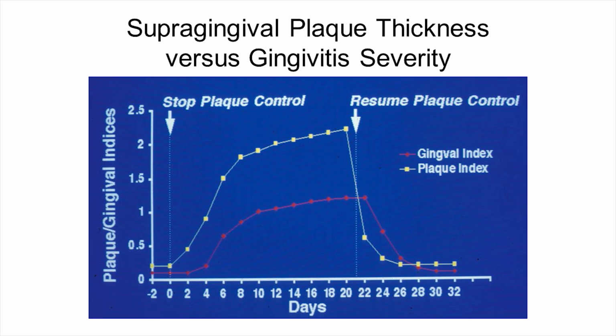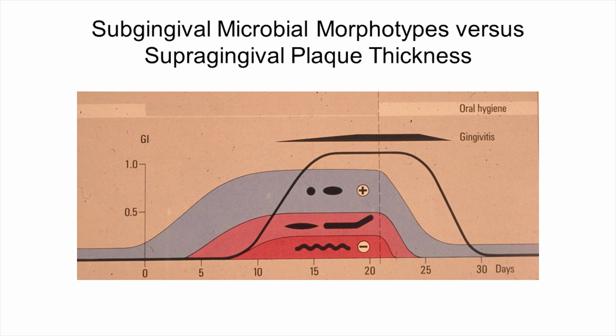This is extended out for a period of 21 days or 3 weeks, at which time oral hygiene measures were reinstituted. And you can see that the plaque accumulation and the gingival inflammation are reversible. They go back to the baseline levels with just simple reinstitution of oral hygiene measures. That would suggest that the supragingival plaque is the cause of the gingivitis, but it's a little bit more complex than that.